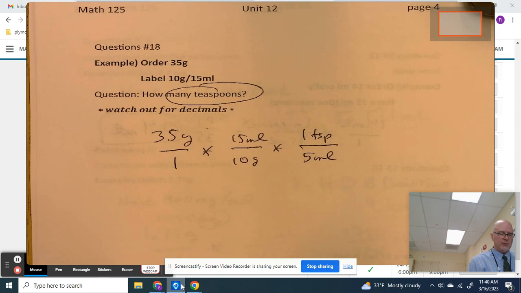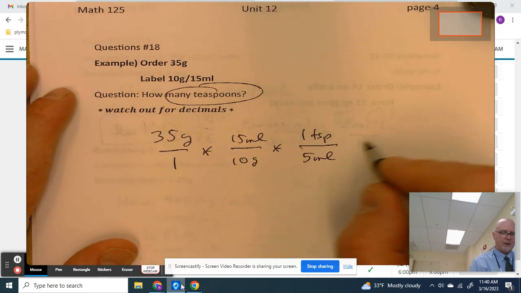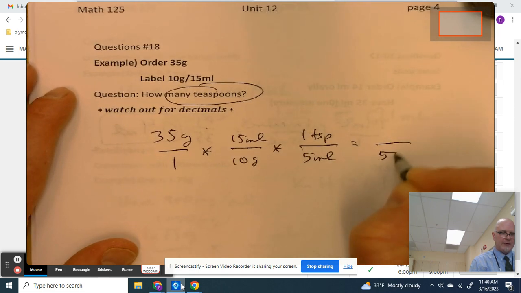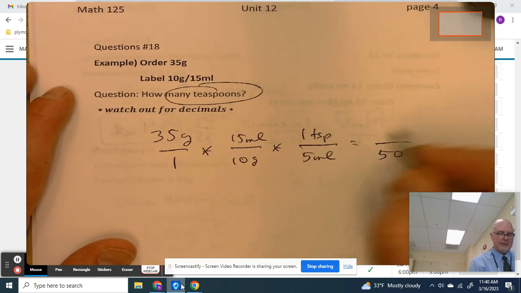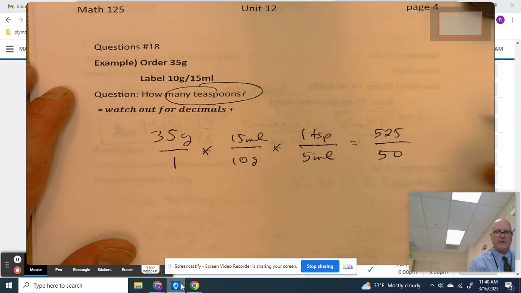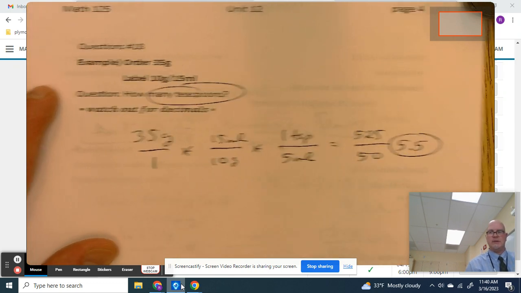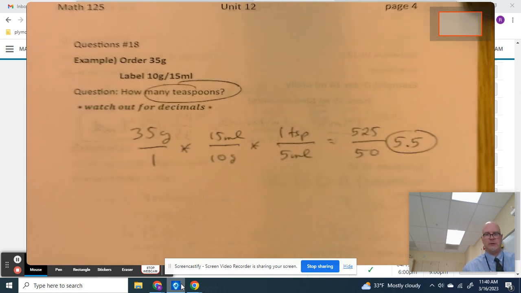Okay? I also put some stars here for watch out for decimals, and I'll show you what I'm talking about in a minute. And if we multiply the top times the top and the bottom times the bottom, I think it came out to be 525 over 50, which turns out to be 5.5, otherwise known as 5.5 teaspoons.